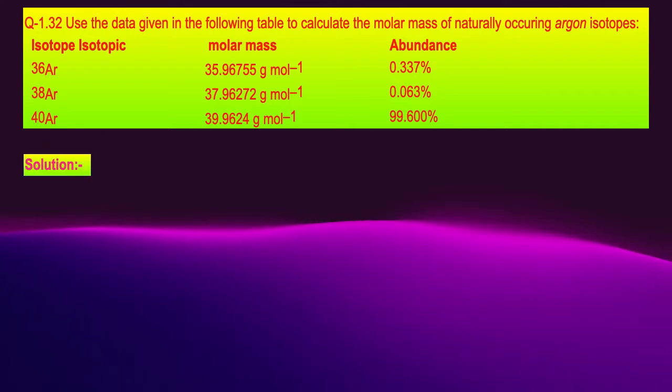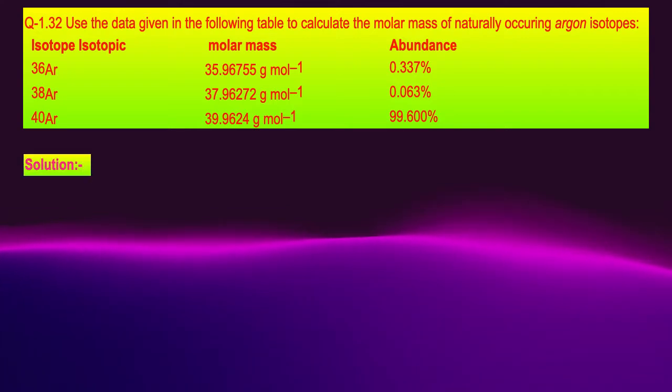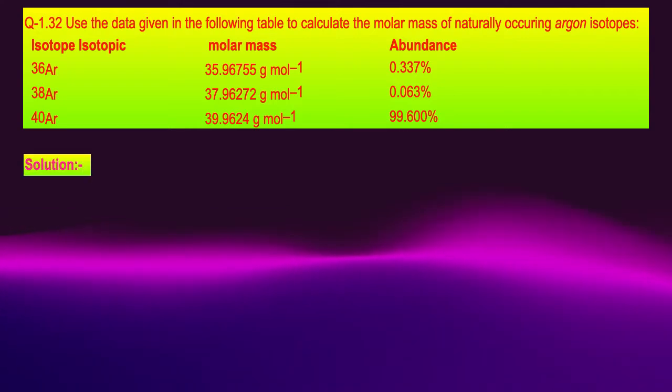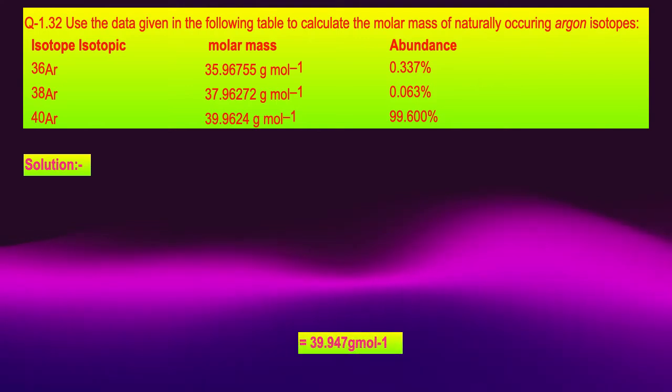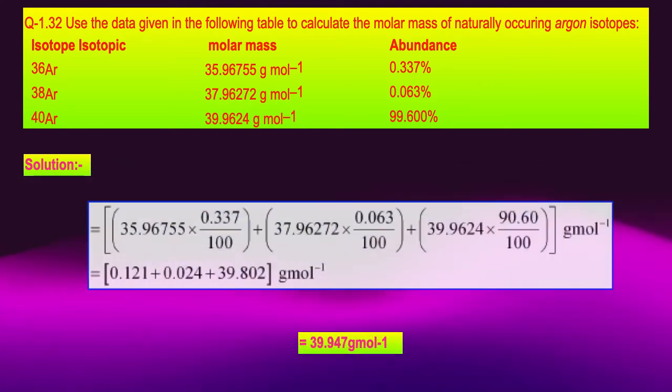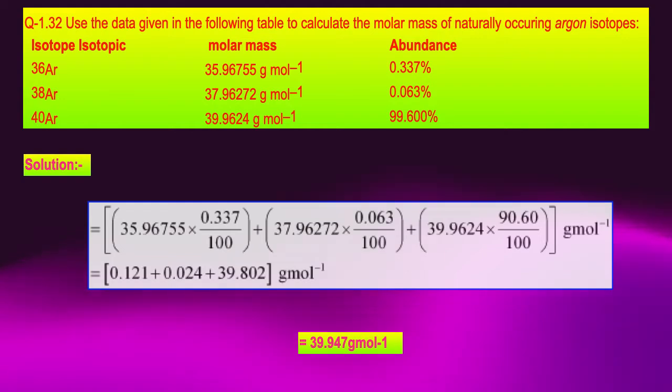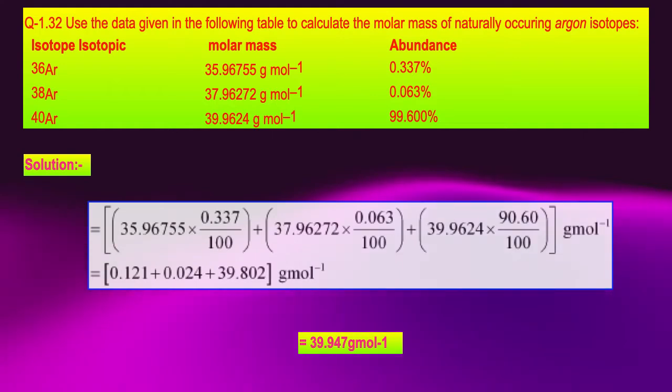A student was asking me in the class how to solve this kind of numerical. Percentage means out of 100. If we have 0.337% of argon-36, it means out of 100 grams, 0.337 gram. If the total is 100 gram, then we get 0.337 gram. If it is 1, then 0.337 by 100.